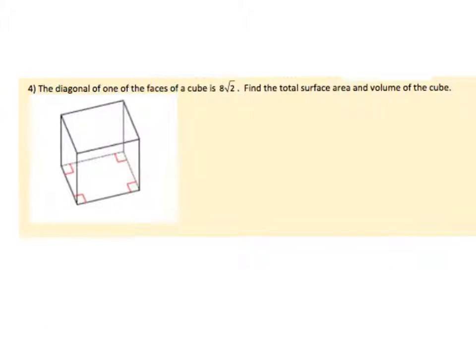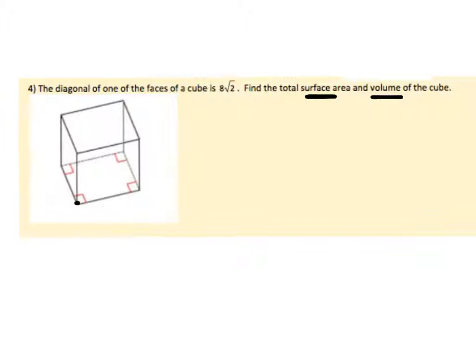Alright, last but not least, the diagonal of one of the faces of the cube is 8 root 2. Find the total surface area and volume of the cube. So in order to find the surface area and the volume, I need to know the side length of the cube. Good news is that the cube has all the same side lengths. So if I find one, I've really found the other one.